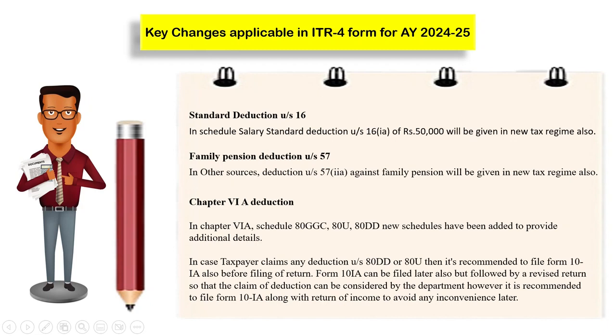In case the taxpayer claims any deduction under Section 80DD or 80U, then it is recommended to file Form 10IA before filing of income tax return. Form 10IA can also be filed after filing income tax return, followed by a revised return so that the claim of deduction can be considered by the department. However, it is recommended to file Form 10IA before filing return of income to avoid any inconvenience later.